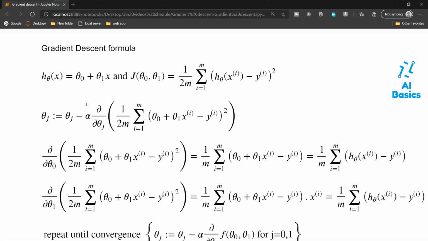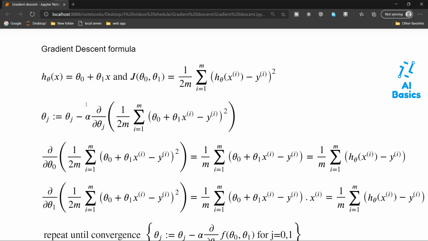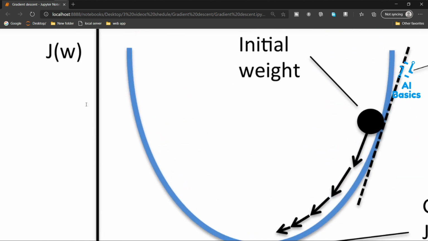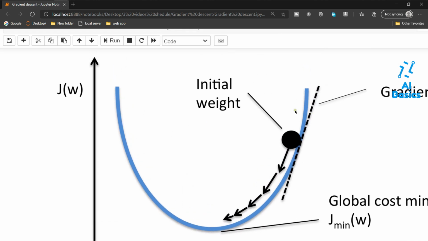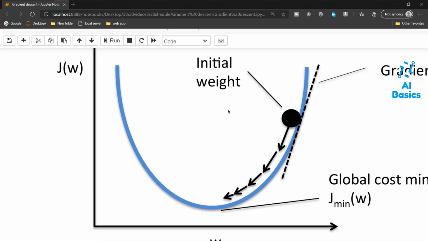Like we can tune our model. For example, how this alpha works, let's see. When you are here in this bowl, if your alpha is very high, that means 10, 20 or 50, 100, 1000, you are going to take big steps for reaching the global minimum. In that case, you may sometimes jump from here to here like this. So that's not a good thing.